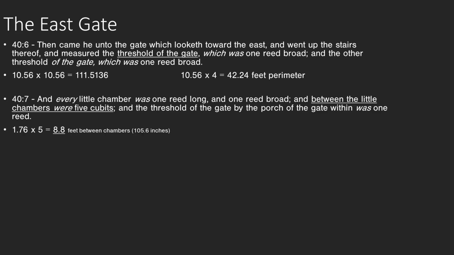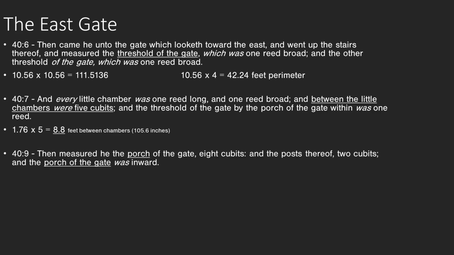So if we do 1.76 by 5, we get 8.8 feet between chambers, which is 105.6 inches. And what a remarkable way of measuring Ezekiel has here, where 0.88 feet is equal to 10.56 inches, and his reeds as well are 10.56 feet long. Then he measured the porch of the gate, 8 cubits, and the posts thereof 2 cubits, and the porch of the gate was inward. That gives us 211.2. We can already see this echo of 4224 in here.